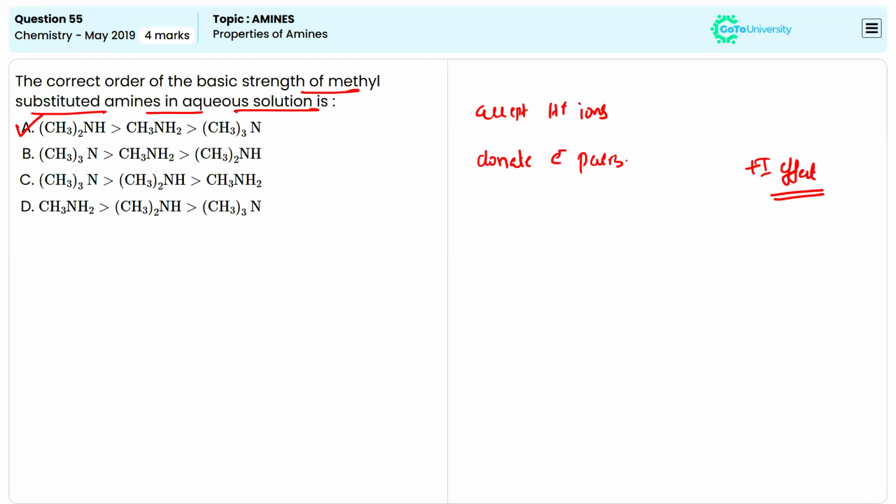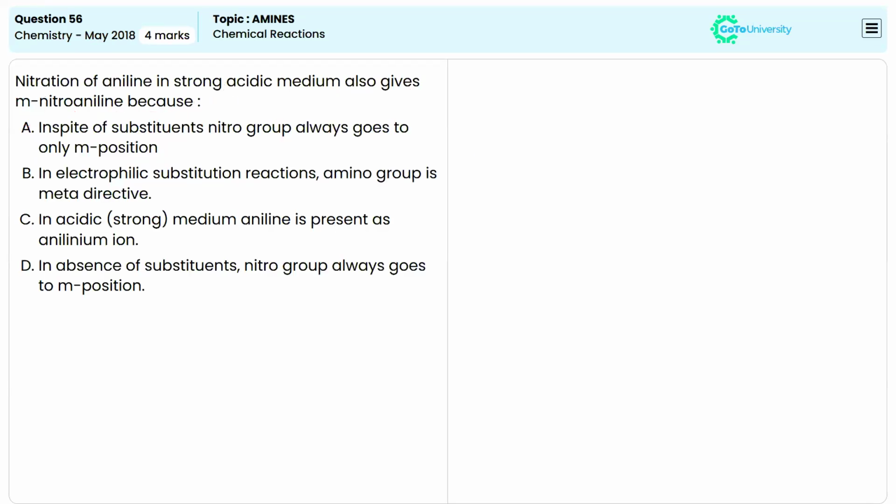Now coming to the next question. Here it is given that nitration of aniline in strong acidic medium also gives meta nitroaniline. What is the reason? Nitration of aniline in strong acid medium produces meta nitroaniline because in strong acid medium, aniline will accept the H plus ion, right?